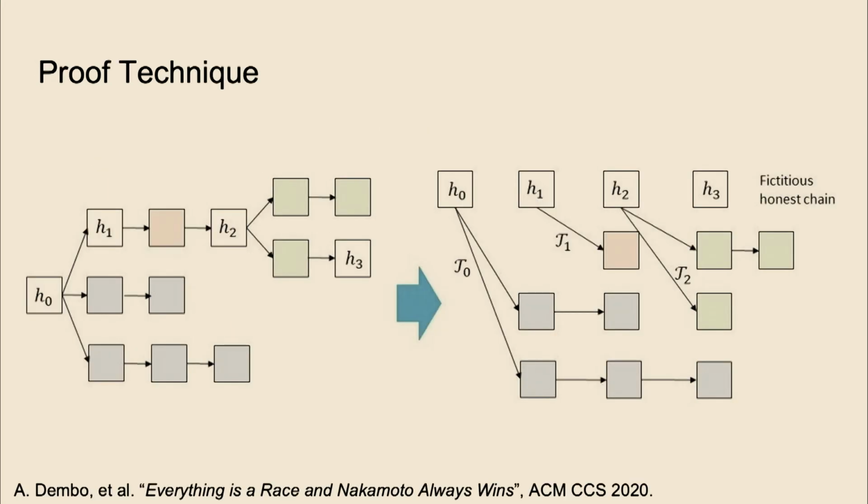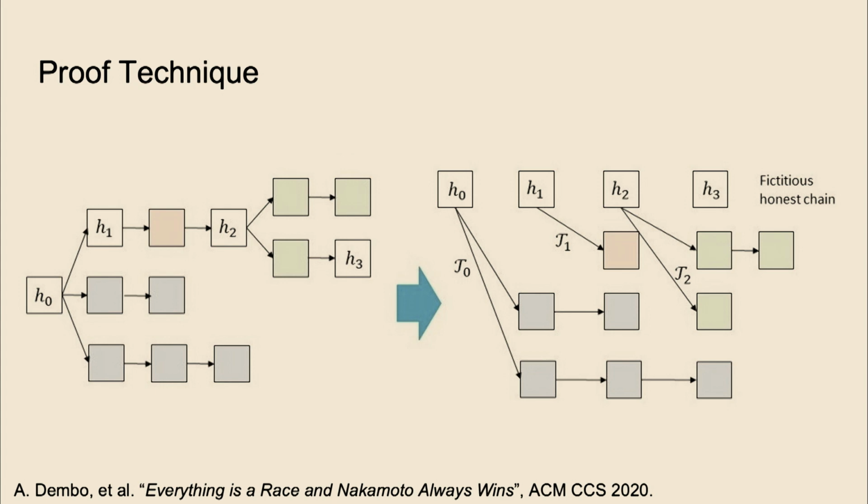We obtained this result by extending the proof technique developed in one of my previous papers. It's called Everything is a Race and Nakamoto Always Wins. This paper was accepted at CCS 2020. And the first and very important step of this proof technique is called block tree partitioning. So let's first use the longest chain as an example.